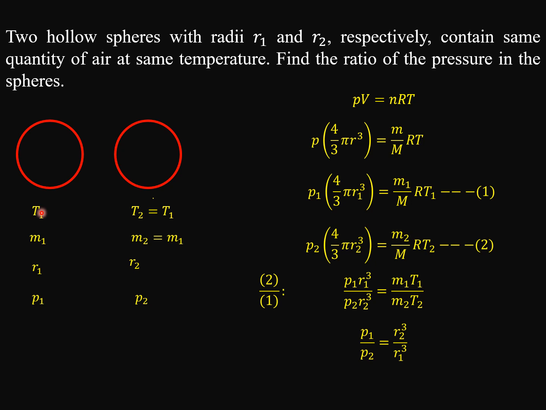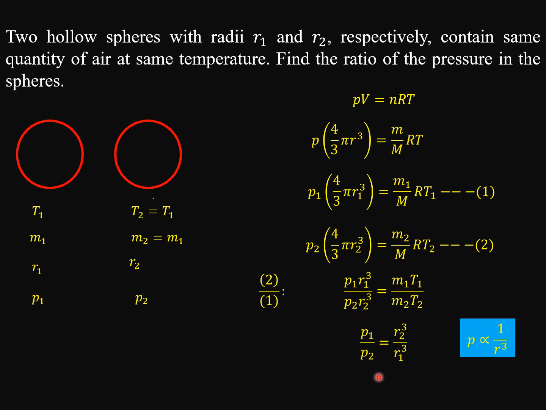Since the temperatures of the two gases are the same, where T1 equals T2, and their masses are also the same, m1 equals m2, at the right hand side of the equality sign we will get 1. Therefore, P1 over P2 will be equal to R2 cubed divided by R1 cubed. If we bring R1 cubed over R2 cubed to the right hand side, we will get R2 cubed over R1 cubed. This is the ratio of the pressures for the gases in the two spheres.